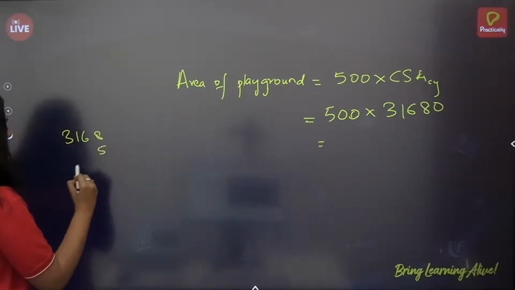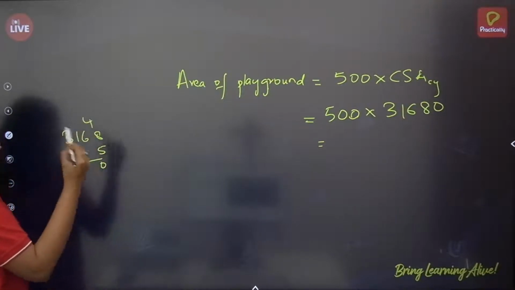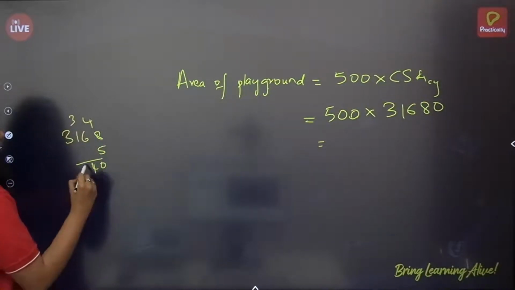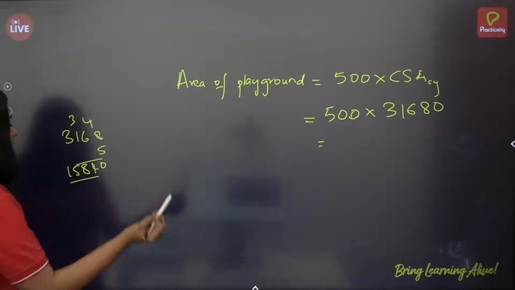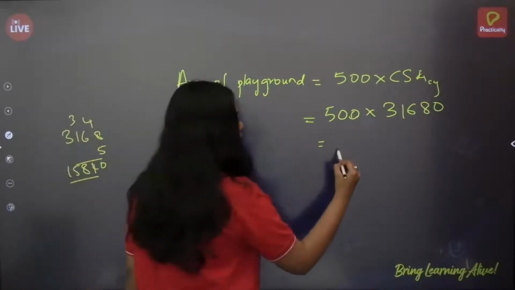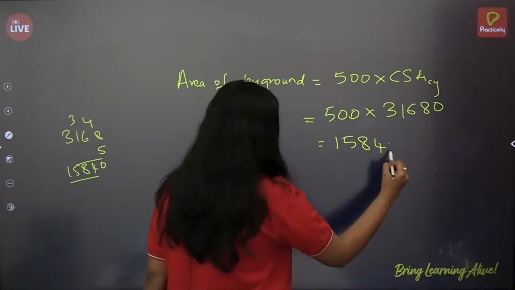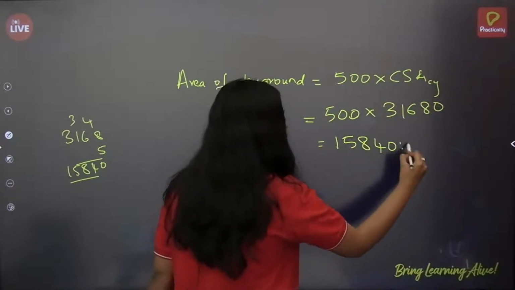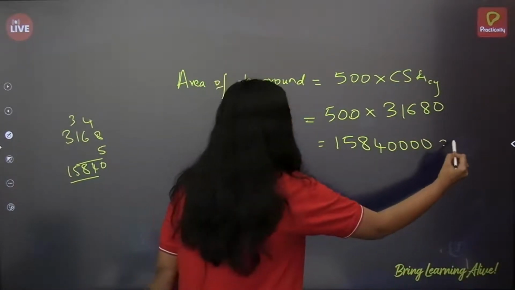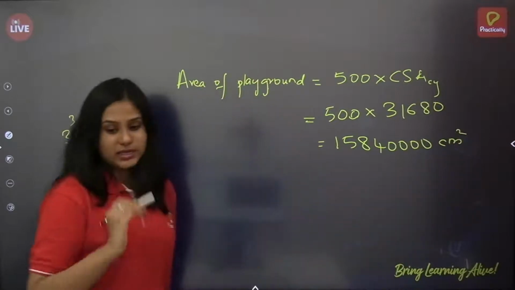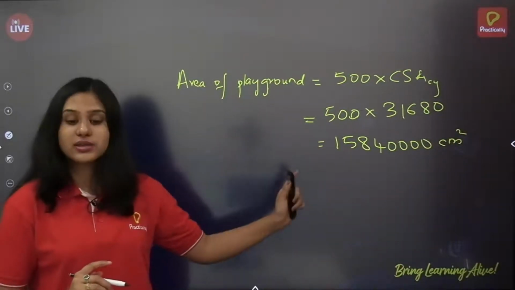3168 into 5. 5 zeros are 0, 5 sixes are 30, 34. 5 ones are 5 plus 3, 8. 5 threes are 15. 15840, 000 centimeter square. But don't leave the answer here.